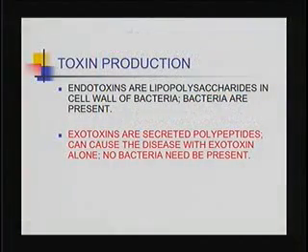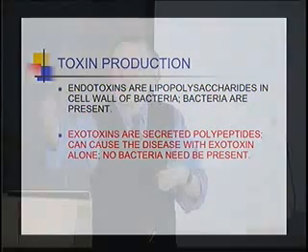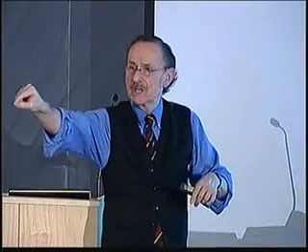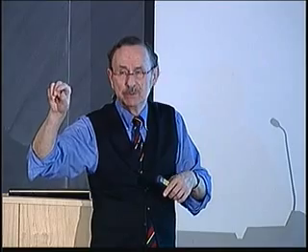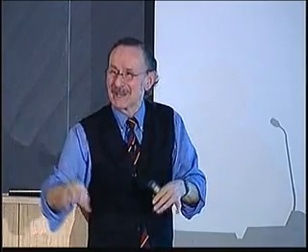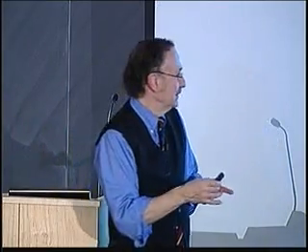Okay, so that's endotoxin. Let's describe now some exotoxins. These are secreted polypeptides, so a completely different kind of molecule, and they can cause the disease with the exotoxin alone. You don't even need the bacteria. You can purify the exotoxin, leave the bacteria behind, inject the exotoxin into, hopefully not a person, but let's say an experimental animal, and reproduce the disease. So that's an interesting aspect. These are now secreted by the organism.